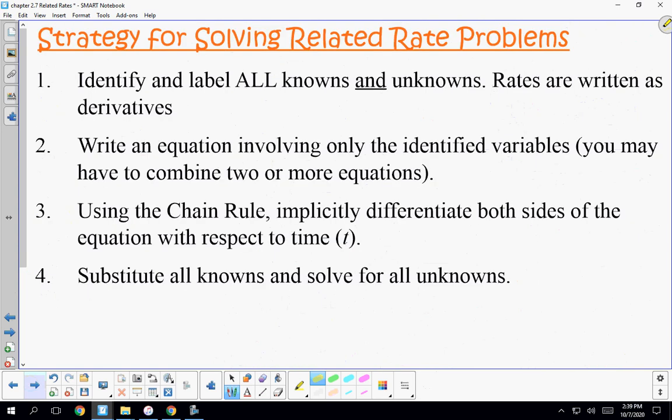So here's our strategy. You can read through this if you want to, but it is very important that we're going to identify and label everything we know and everything we don't know. A picture really helps. We need to come up with an equation. This is probably the hardest step. Once we find that, we take its derivative and we plug in everything we know.